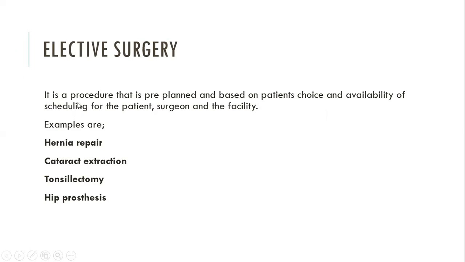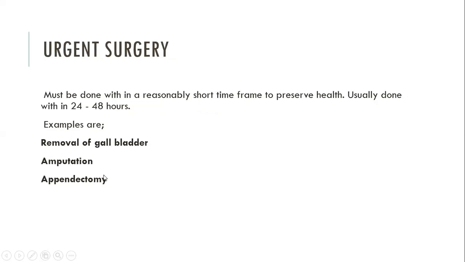So elective surgery is a procedure that is pre-planned and based on the patient's choice and availability of scheduling for the patient, surgeon, and the facility. So elective surgeries are done on the patient's time and availability, and also the surgeon's time and availability. There's no rush or hurry in doing these surgeries. They can be done at any specified time. Examples are hernia repair, cataract extraction, tonsillectomy, and hip prosthesis.